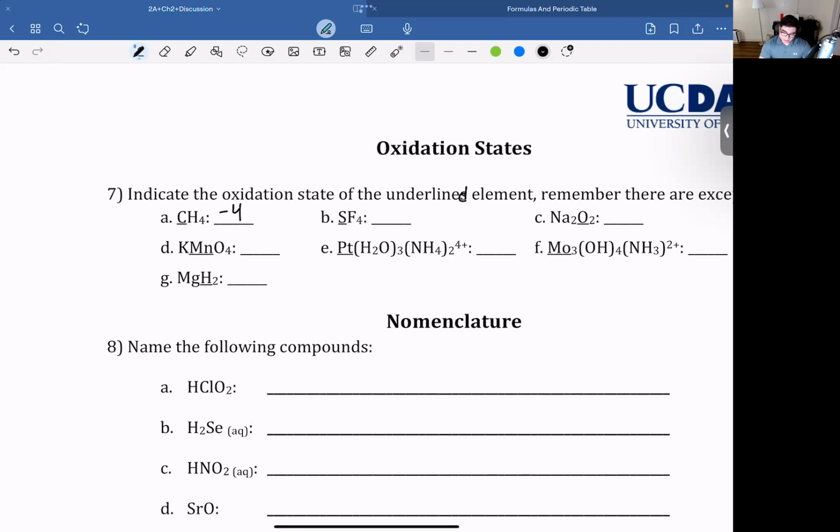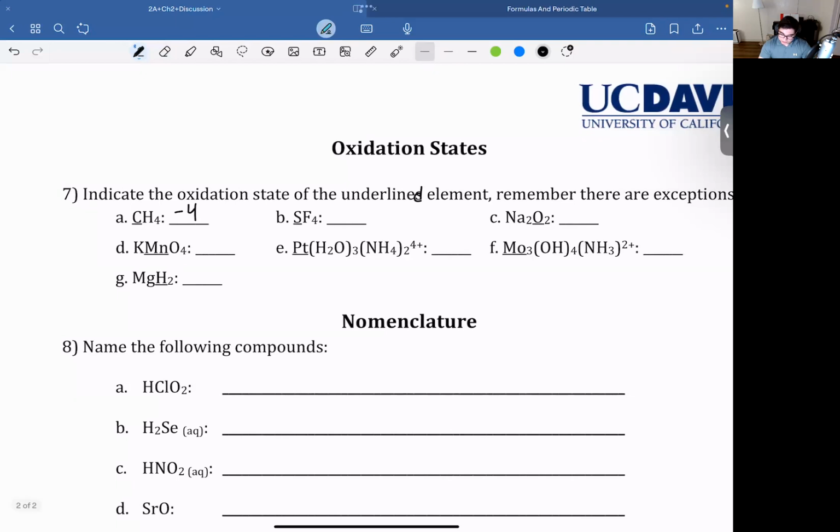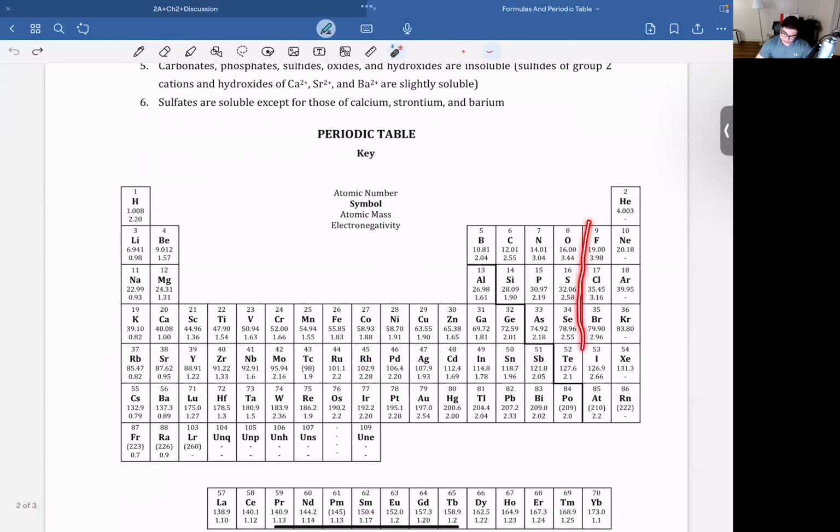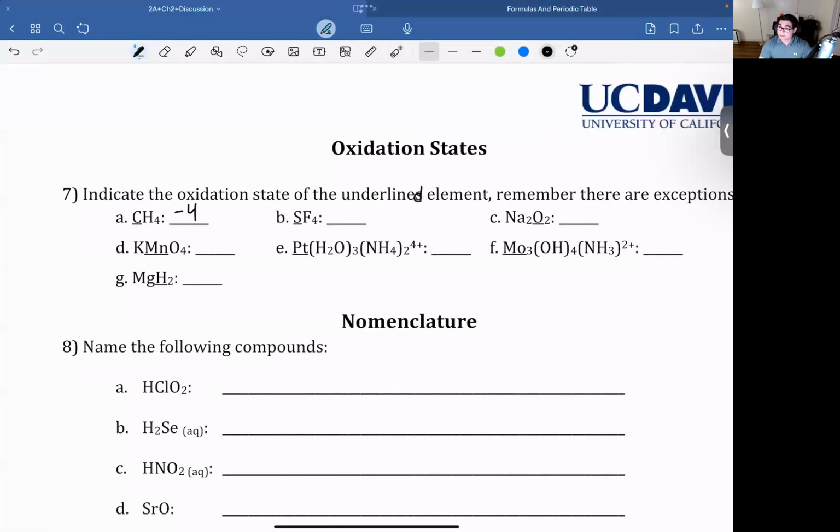All right, next we're going to look at sulfur in terms of sulfur tetrafluoride. Fluorine always has a -1 if you look at the periodic table. It's always in the second to last group, always a -1, no matter what. This whole thing has a charge of 0. What does the oxidation state of sulfur have to be? It has to be +4, right?